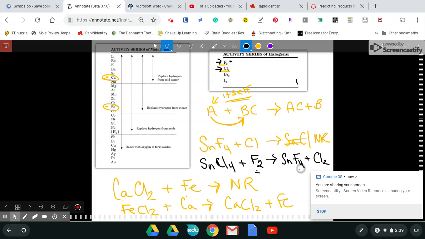Why is this a 2 and this a 4? You've got to remember that, one, these are diatomic, meaning they will always be in pairs when they are by themselves. They never just are F or Cl. So if I look at it, tin has an oxidation of +4 and F has an oxidation of -1, so that's where we get the SnF4. So that's single replacement reactions. You can either do it through the activity series of metals, so remember, this is my metals, or of halogens. These are my halogens.